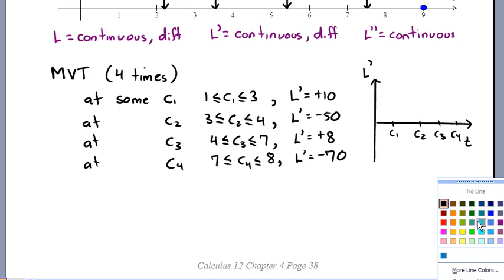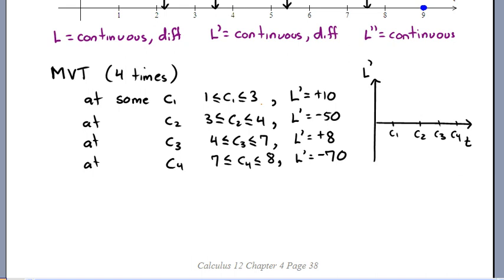And at that C1, I'm not exactly sure where it is, but it's between 1 and 3. I know that the L prime graph is up there at 10. And then at C2, it's down here at negative 50. Okay, it's going to have to go through 0. And at C3, we're back up to 8. And at C4, we're down to minus 70. So we're going to have to be crossing and hitting 0 at a few spots. Somewhere in here, and somewhere in there. In between C1 and C2, C2 and C3, and C3 and C4.